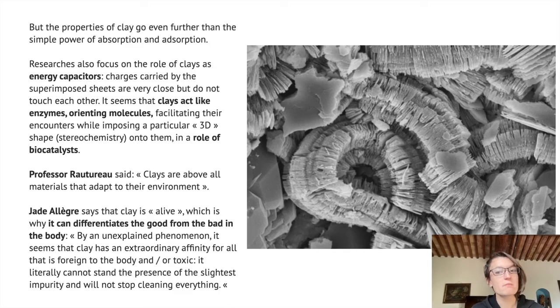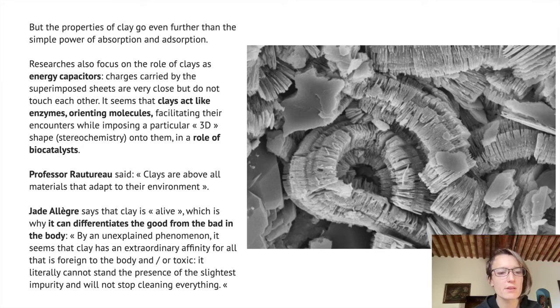Also, clay works in mysterious ways that science cannot explain, so it goes beyond this adsorption and absorption power. As you can see here, you can pause and read what I wrote. It seems that clay acts like enzymes, orienting molecules in a role of biocatalysts. Jade Allègre, who is a French specialist about clay, says that clay is kind of alive because it can differentiate the good from the bad in the body.